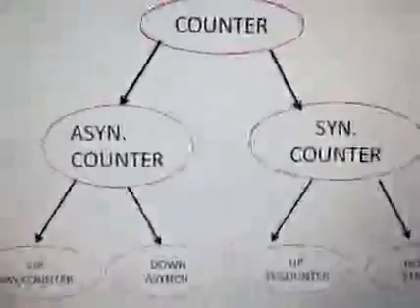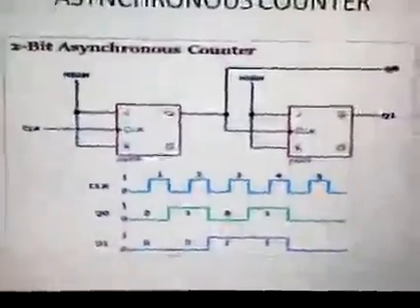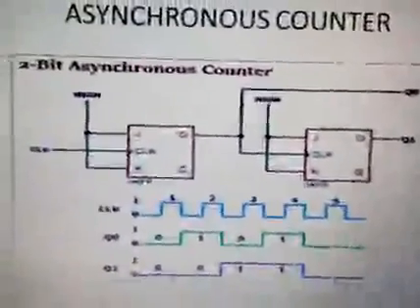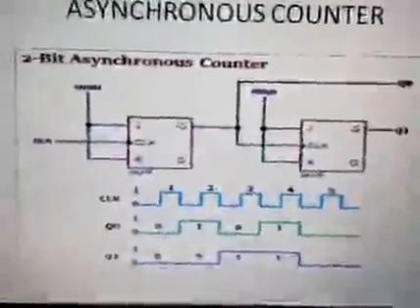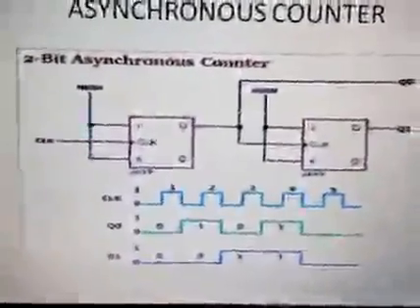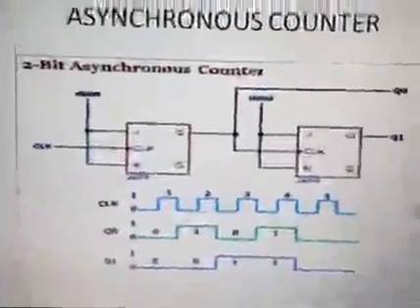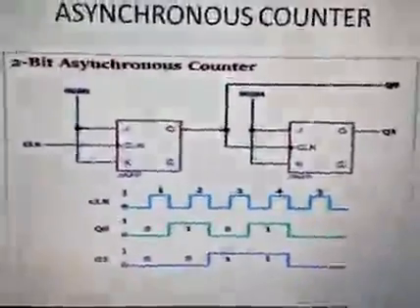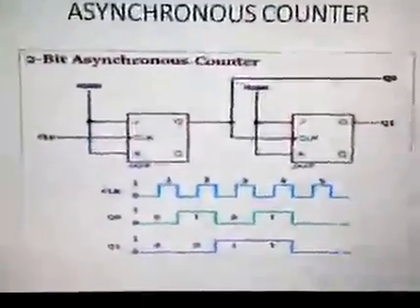So let us discuss the asynchronous 2-bit counter. 2-bit means the maximum possible count is 4, where going from 0 to 1 is up counting, and 1 to 0 is down counting. But in both conditions, it counts a maximum of 4 possible states. So the 2-bit asynchronous up counter requires 2 T flip-flops. Why?